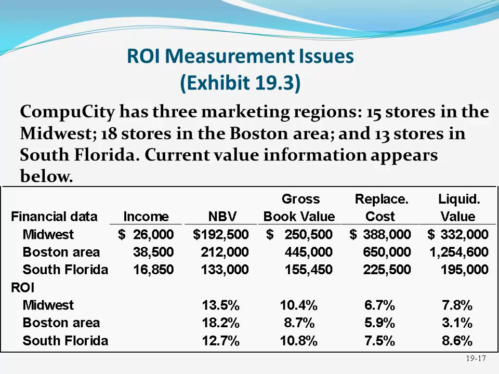Now, if you look at the numbers, several interesting things pop up. For example, there's a big increase here, very unusual, in the liquidation value of the assets in the Boston area. They're very high compared to NBV, gross book value, and even replacement costs. They almost double the replacement cost, and they're almost 3 times as high as the gross book value.